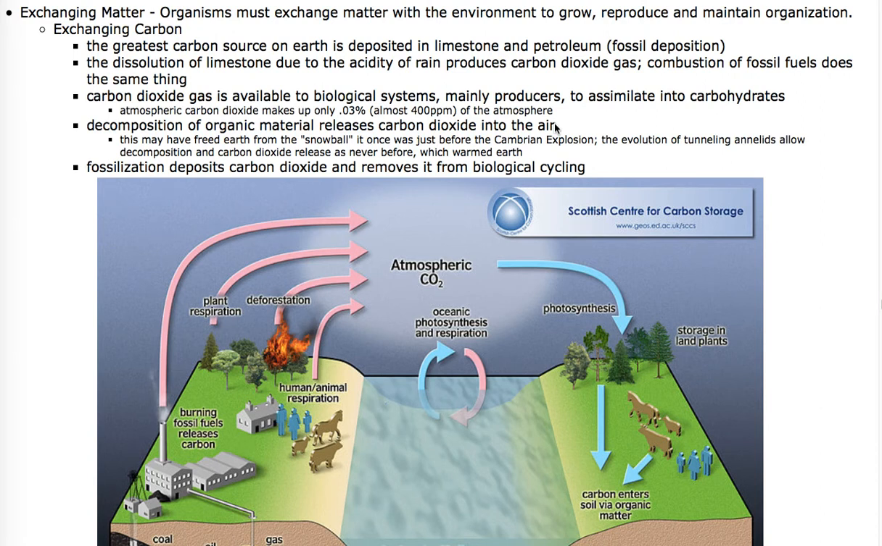Okay, it's time to talk about biogeochemical cycles. Biogeochemical cycles are the environmental cycles that exchange matter between organisms. Organisms have to not just exchange energy, but they have to exchange matter with the environment to grow, reproduce, and maintain organization. That was one of the enduring understandings we wanted to impart.